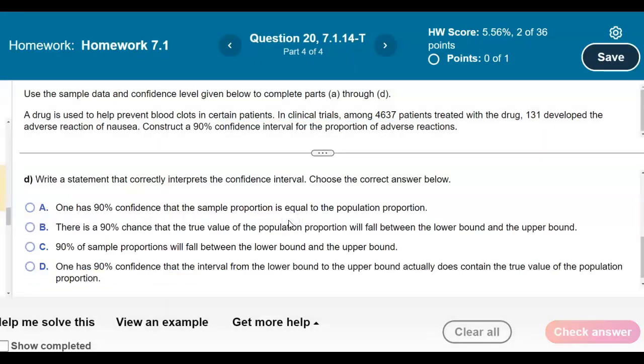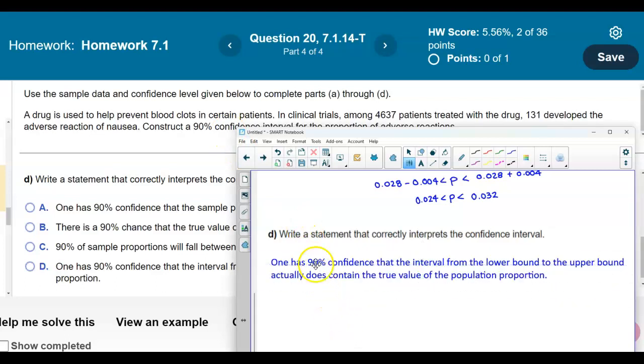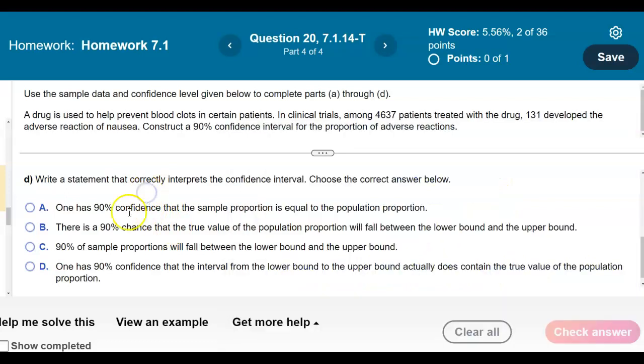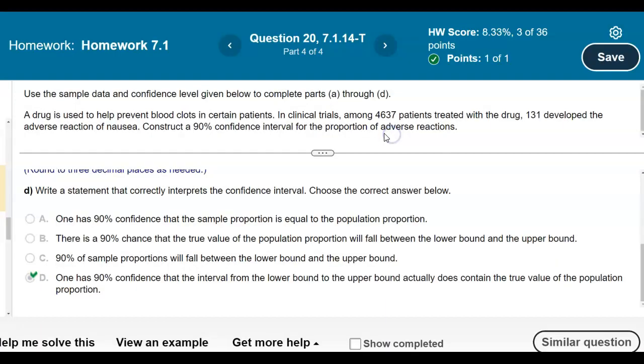And that checks. Now we need to write a statement that correctly interprets the confidence interval and then choose the correct answer below. So we need to know that using the confidence interval, we want to make sure that this value is going to be within this confidence interval. And we constructed a 90% confidence interval. So we would say one has 90% confidence that the interval from the lower bound of 0.024 to the upper bound of 0.032 actually does contain the true value of the population proportion. So we would say it would be D. And there's our result.